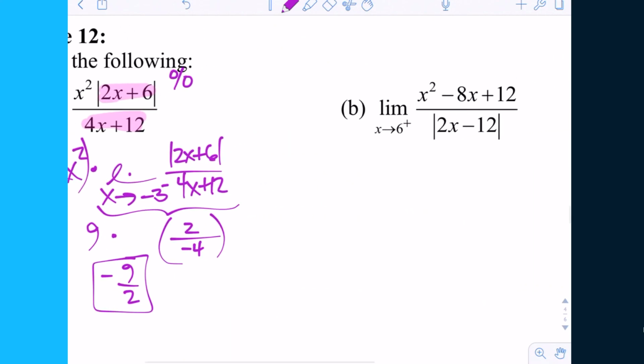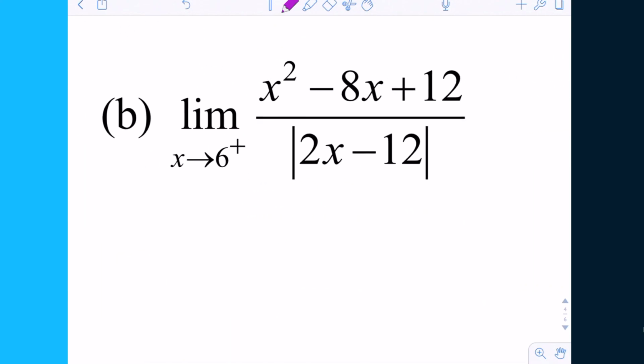So having said that, you give this one a try. Letter B. Or are we going to run out of time? Let's do it together because we're going to run out of time. Okay, we've got a couple minutes left. We're approaching 6 from the right. Plug in a 6, you get 36 minus 48, which is -12, plus 12 is 0, over 0. Yeah. 0 over 0. Do you see Jumpman in there?